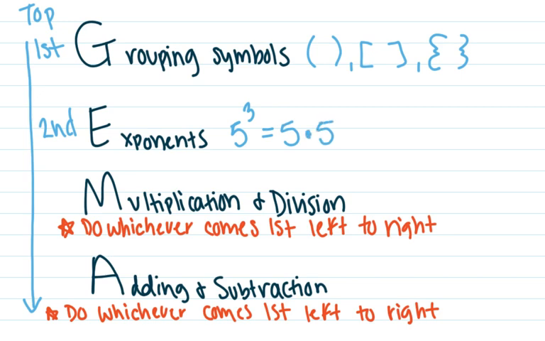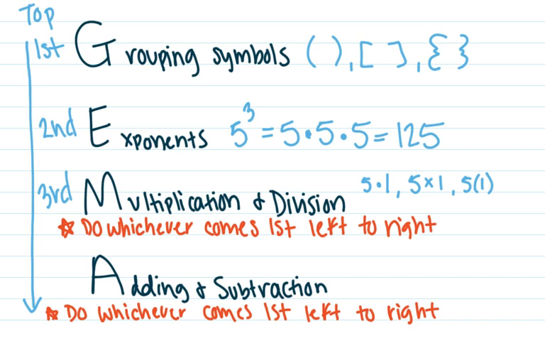Remember, this is 5 times 5 times 5, which equals 125. It is not 5 times 3. It is repeated multiplication. The third thing that you're going to check for is multiplication and division. So remember, there's multiple ways to represent multiplication. You can write it like this. You can write it with the X. You can even write it with parentheses, so don't be confused. These parentheses here are not grouping symbols. They're representing multiplication. Also remember, for division, I can write division with a division symbol like this, but I can also write it as a fraction like this as well.